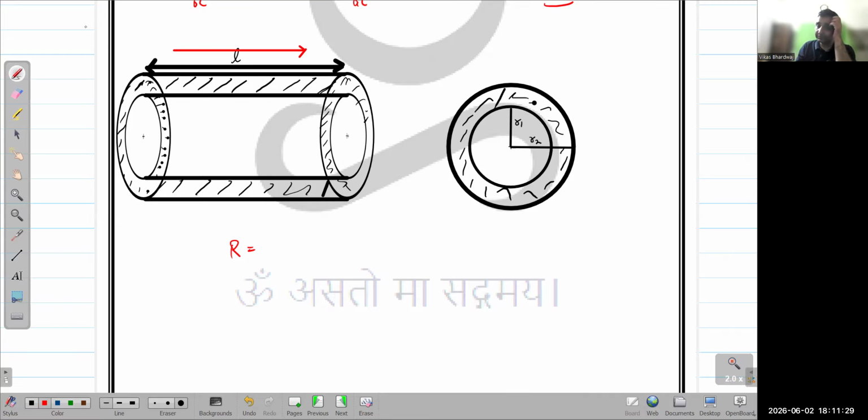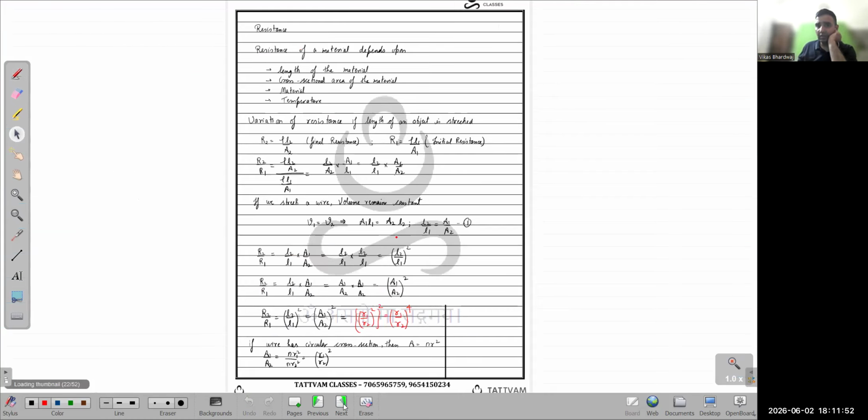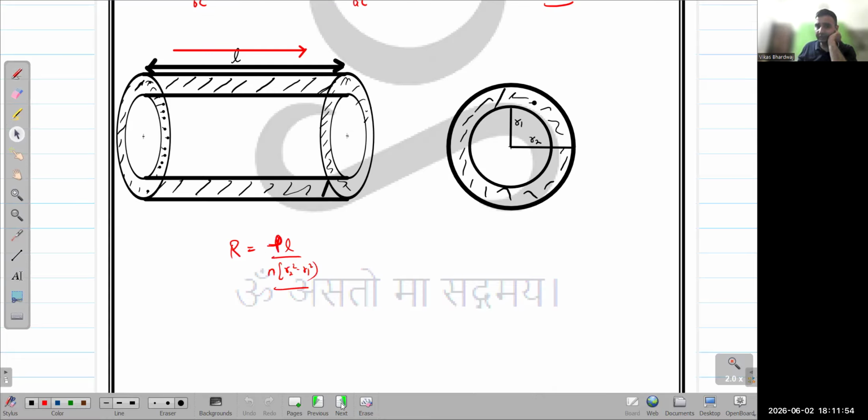Yes. Yeah. It is rho L divided by pi (r2 square minus r1 square). That is, rho L over pi (r2 square minus r1 square).